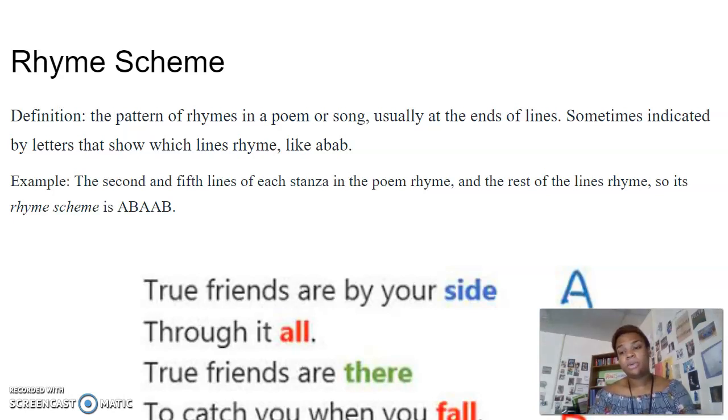Rhyme scheme. Rhyme is an easy one to identify, and it is a part of figurative language. If the lines rhyme at the end of each line, that means that you have rhyme in your poem. Side, all, there, fall, there's no rhyme in this poem. But if the words are like tide or ride, then there is rhyme in your poem.